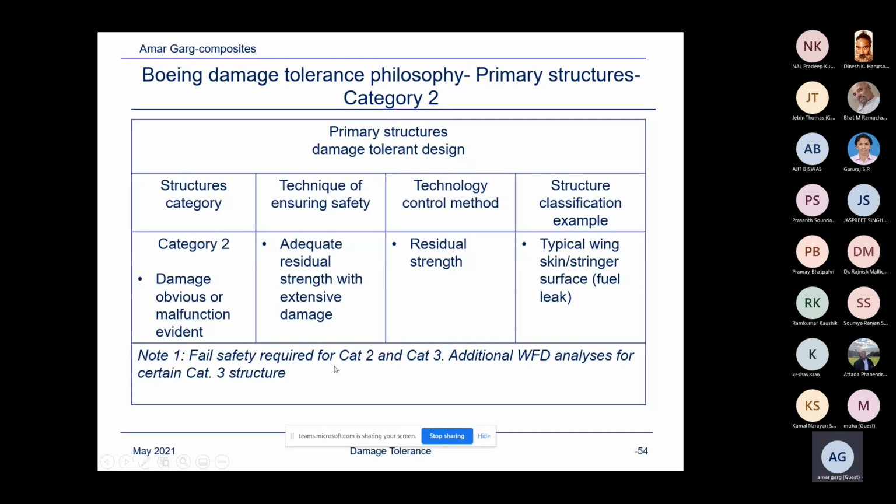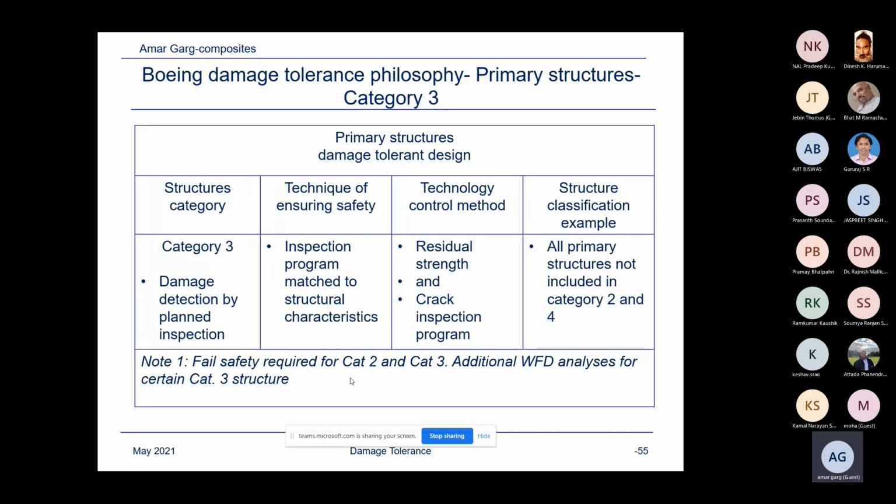Fail safety is required for category 2 and 3. Additional WFD analysis is needed for certain category 3 structures. Now category 3, I'll show next one. What is category 3 type of structures? The damage detection is by planned inspection.